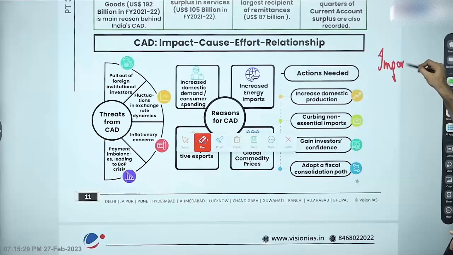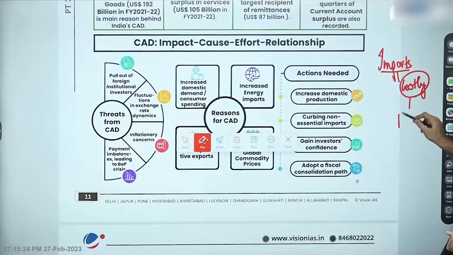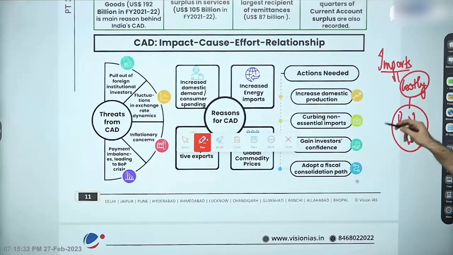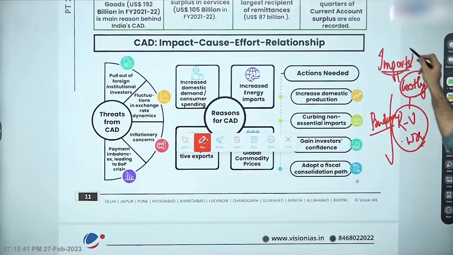Imports have become very costly. Why have imports become costly? The supply chain disturbances because of the Russia-Ukraine war. There have been two disturbances, not just the Russia-Ukraine war, also because of the pandemic. These two reasons have disrupted the global supply chain, due to which you have imports being costly.